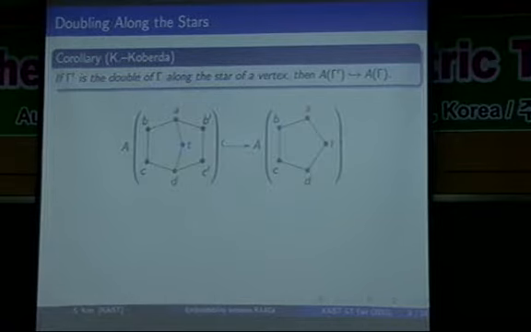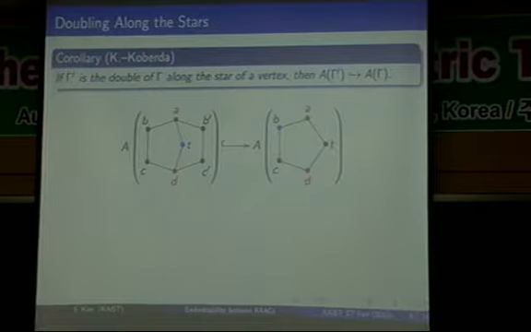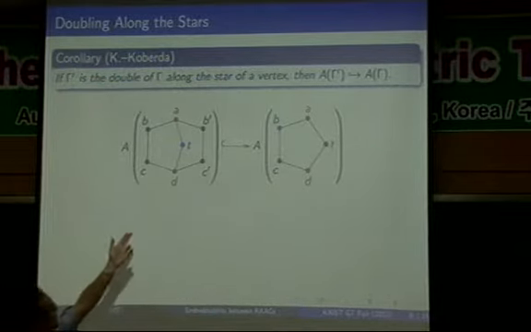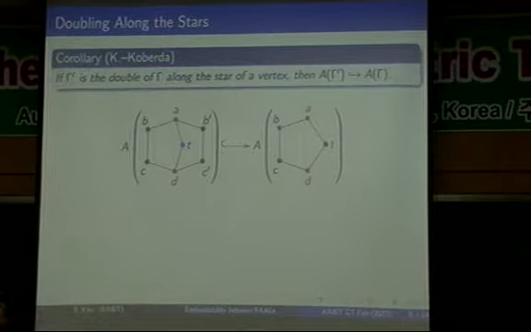Let's see an example. If you consider a pentagon, consider the vertex T on the right, and consider the link of T. Those are A and D. Just consider A, T, D. The link of T is A and D, so the star of T is ATD. So you're going to consider the double along the star of T, and you get these two pentagons adjacent to each other.